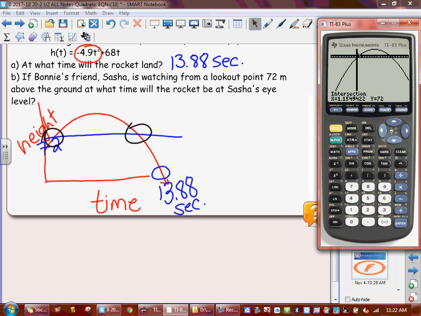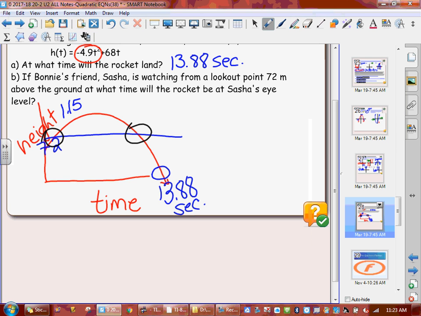All right, now we're going to do the other guy. So we're going to go second trace number 5 again. But now we got to move our cursor to the right. Move way over to the right, and hit enter 3 times. So we got 12.72. So that means this point over here was at 1.15, and this guy over here was at 12.72. So at 1.15 seconds after the launch, she can see it, it's at her eye level. And then 12.7 seconds after the launch, it's again at her eye level. That's what that's showing us.